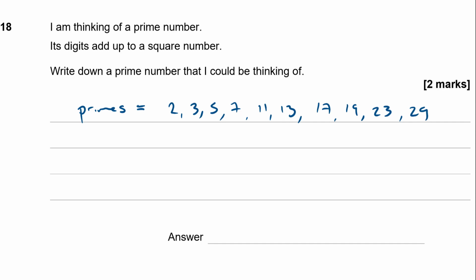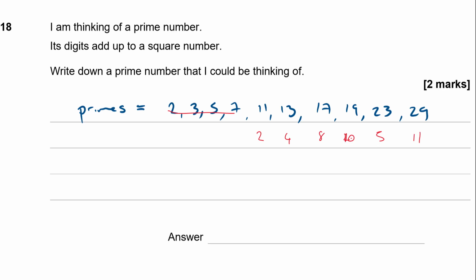These digits add up to a square number. Well, these aren't going to be any good because I've only got one digit and none of those are square numbers. Let's have a look at the others. So 1 plus 1 is 2, 1 plus 3 is 4, 1 plus 7 is 8, 1 plus 9 is 10, 2 plus 3 is 5, 2 plus 9 is 11.